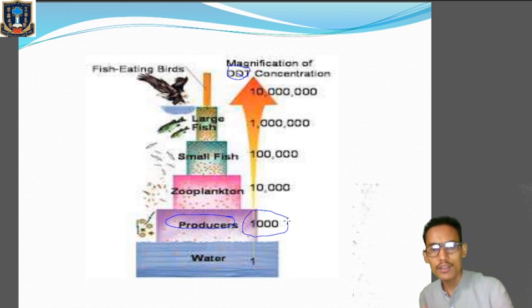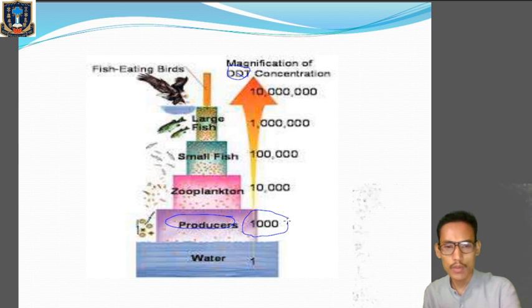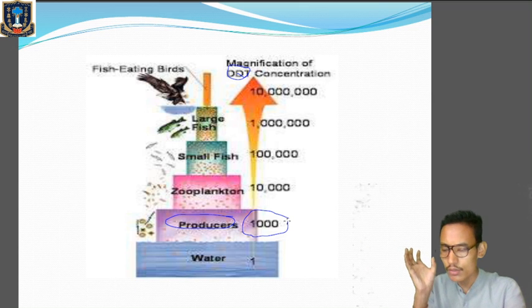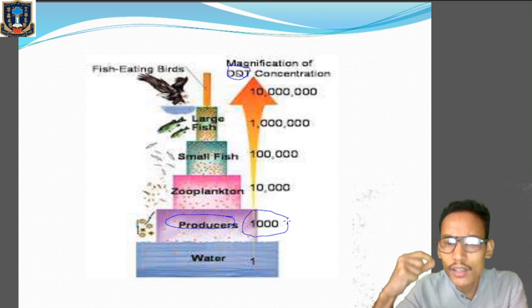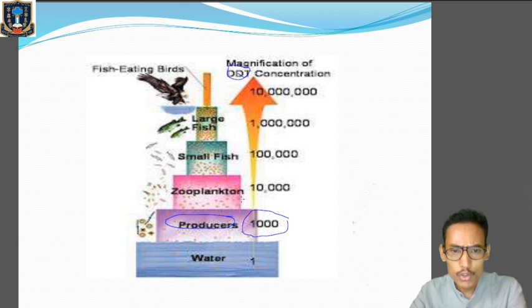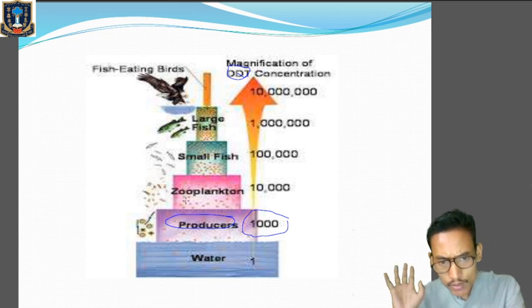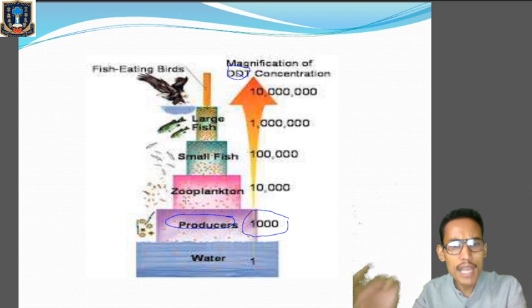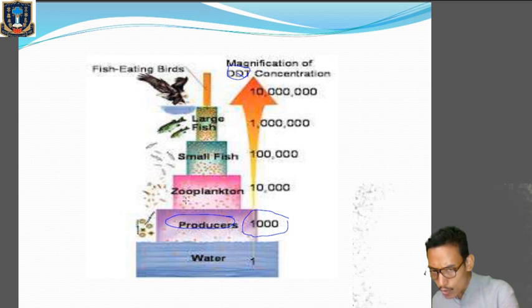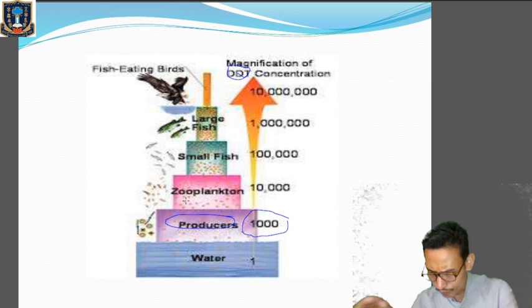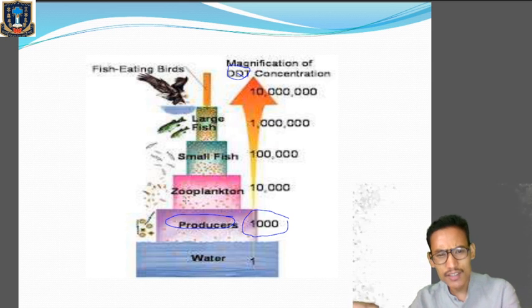So the concentration of DDT in the producers is 1000 ppm. Here we are applying it on phytoplankton, so phytoplankton in the water body contains 1000 ppm of DDT. Now when these phytoplankton are taken up by the zooplankton, the primary consumer feeding on the phytoplankton, the producer, there will be an increase in the concentration of DDT.